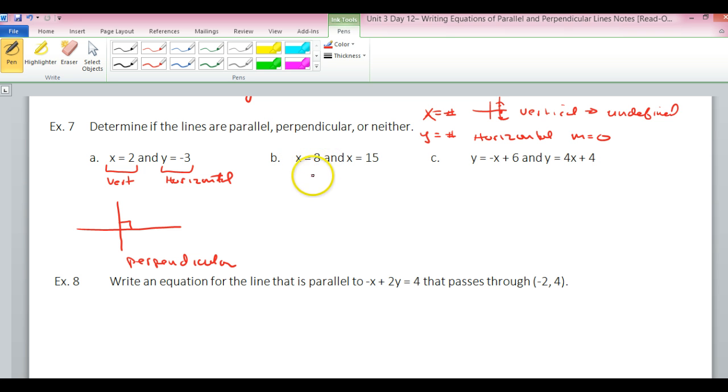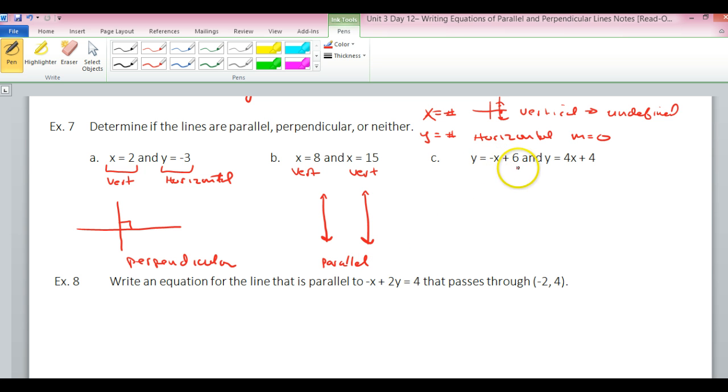Okay, x equals 8. That would be a vertical line. And x equals 15. That would be a vertical line. What do we know about all vertical lines? They will be parallel to each other.